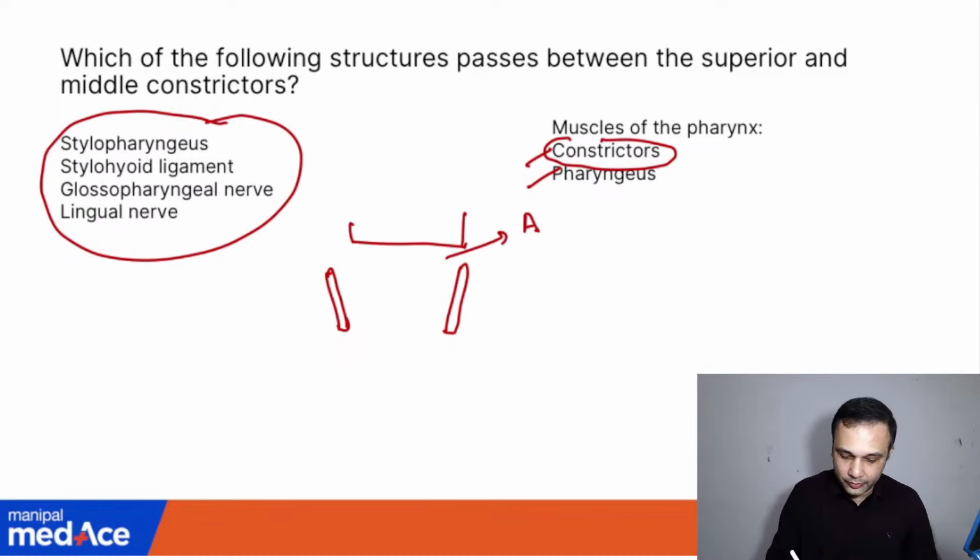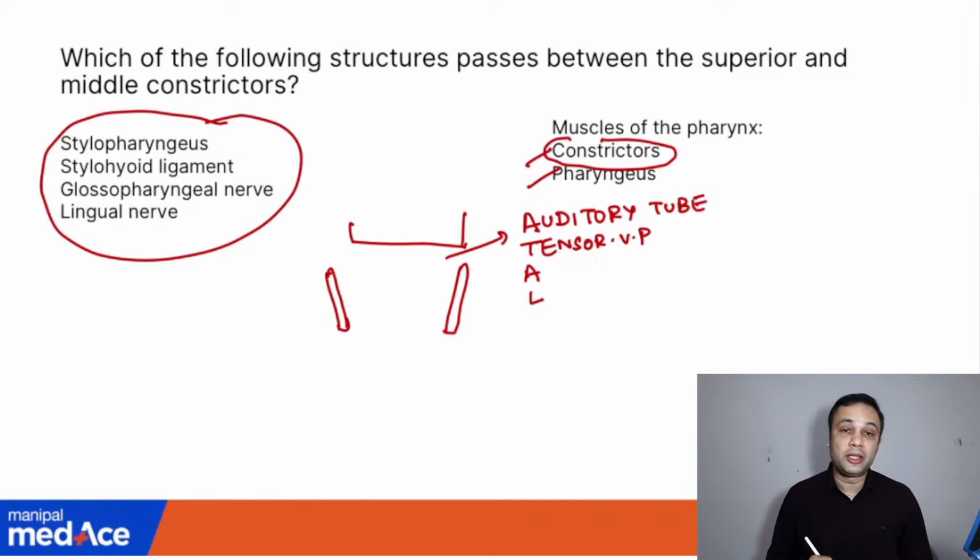You have our very famous Prime Minister Atal Bihari Vajpayee. Remember Atal, right? So what do you have? You have the most important structure that comes to the nasopharynx, that is the auditory tube. You have the tensor veli palatini muscle. The accompanying muscle to that will be the levator veli palatini muscle.